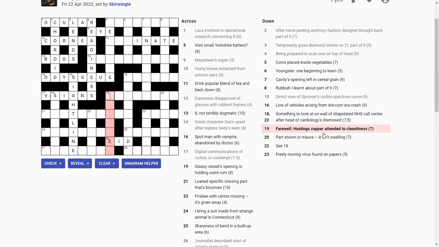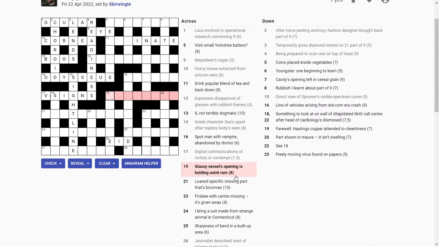Farewell. Hastings copper attended to cleanliness. Hastings. Copper. Either a policeman or CU for chemical element.